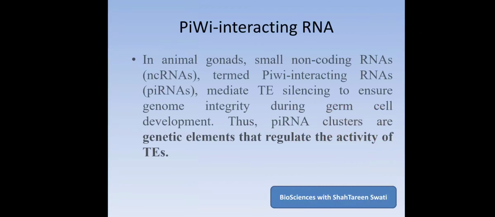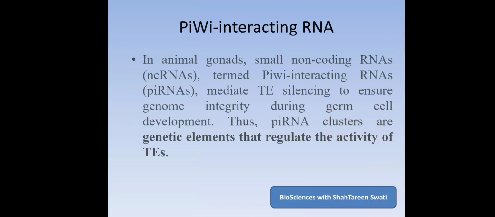piRNA in animal gonads: small non-coding RNAs, as I have discussed, termed piRNAs, mediate TE silencing to ensure genome integrity during germ cell development. Actually, piRNA not only helps in spermatogenesis, the growth and development of the sperm, but also helps in the development of the gonads too.